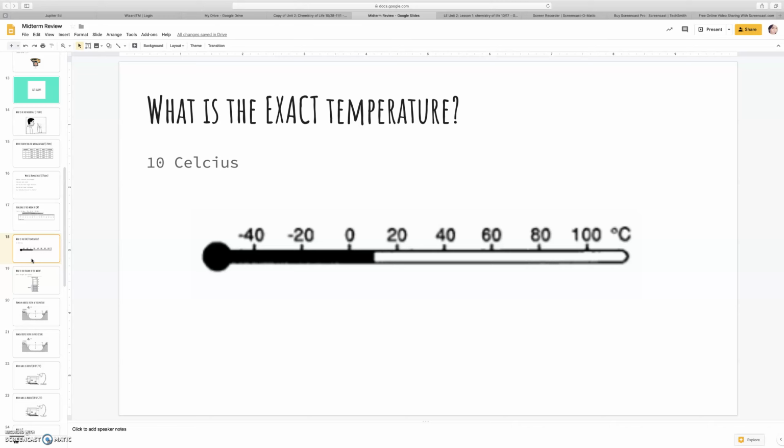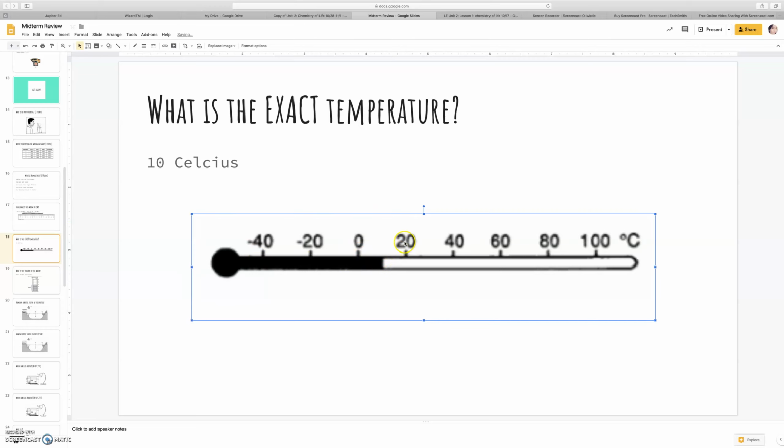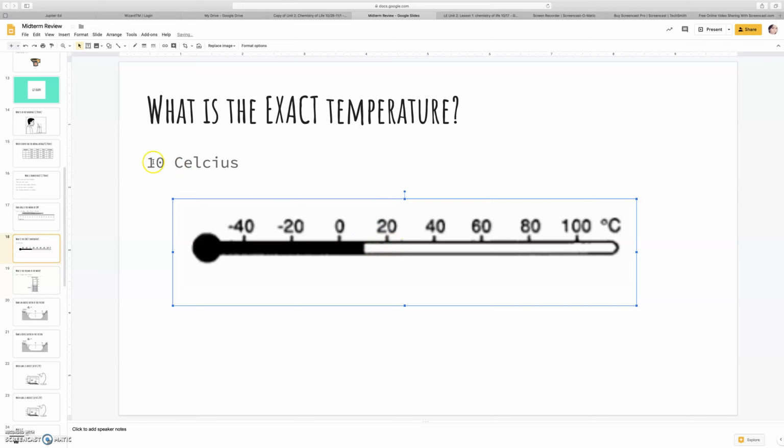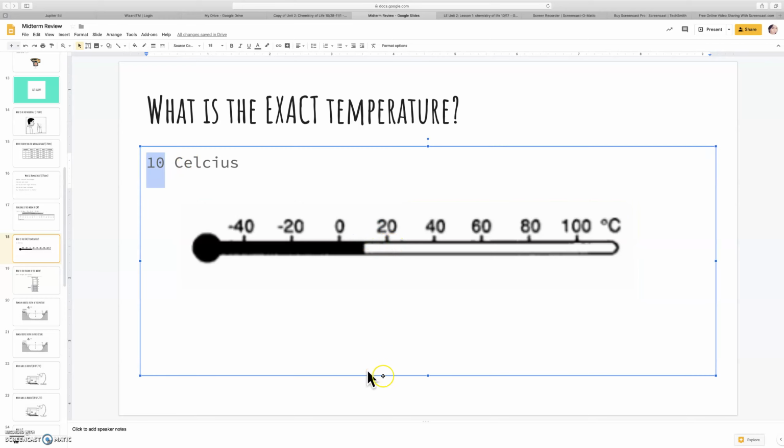Next, what is the exact temperature? So we know here that this is a thermometer. It's measuring for temperature. And here we have that it's going by 20s. So here's negative, very cold, and here's where it gets a lot warmer and very hot. So here you go, 20, 40, 60, 80, right? It's going by 20s, and you see that the thermometer stopped between 0 and 10. Well, what's half of 20? Half of 20 is 10. But you're not just going to put 10 because you're going to have a multiple choice to choose from. So it's 10 degrees Celsius.